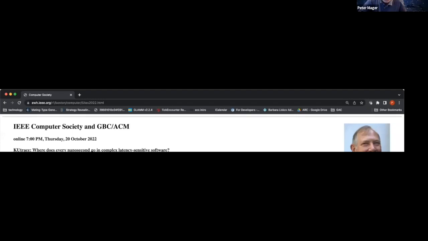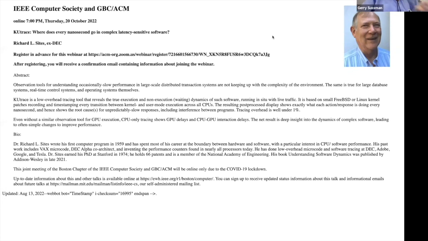We're going to take a slightly different tack next month. Dick Seitz, who was one of the main architects of the DEC Alpha architecture, has in recent years been studying performance in large distributed systems.